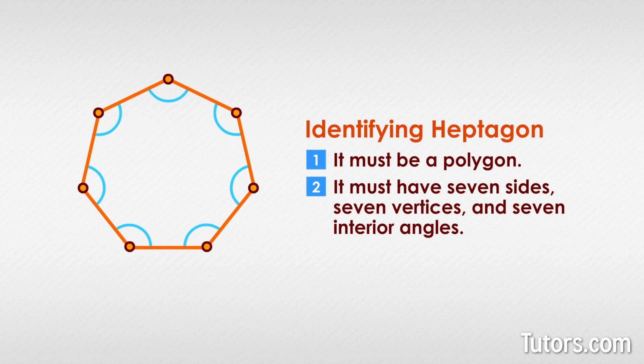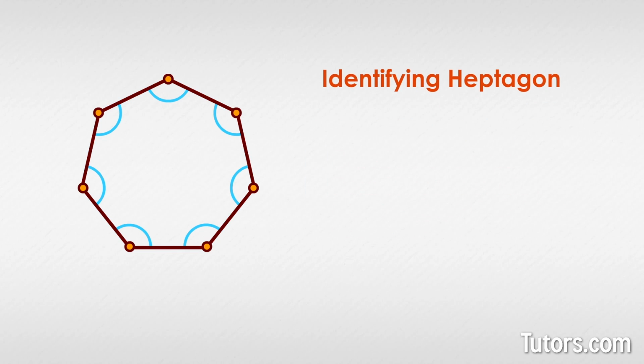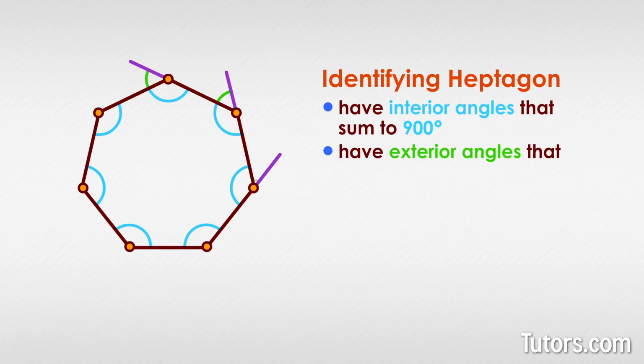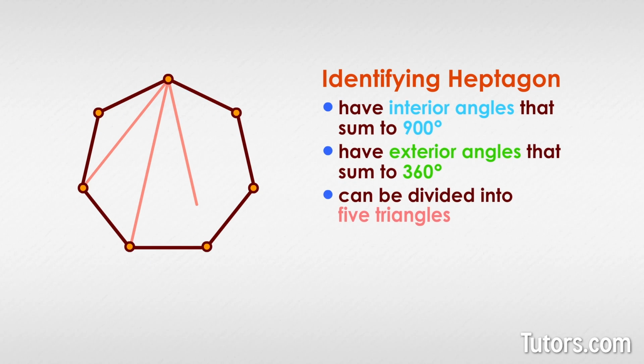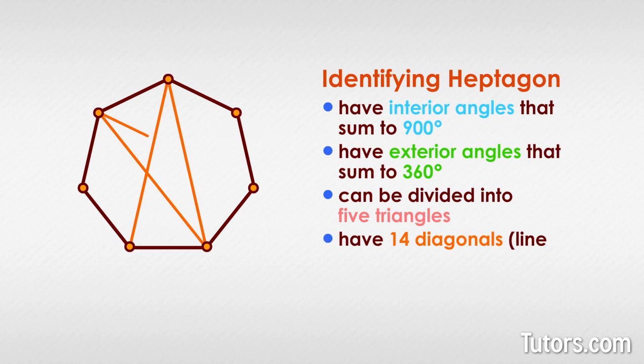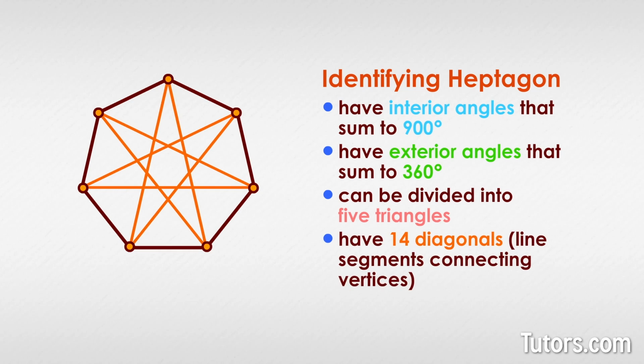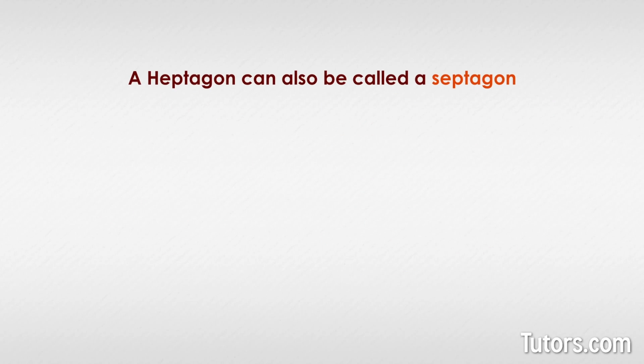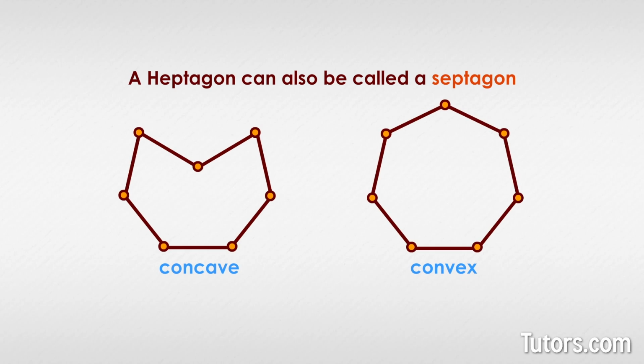Because of those two identifying properties, all heptagons have some additional features. All heptagons have interior angles that sum to 900 degrees. All heptagons have exterior angles that sum to 360 degrees. All heptagons can be divided into 5 triangles. All heptagons have 14 diagonals, line segments connecting vertices. A heptagon can also be called a septagon and can be concave or convex.